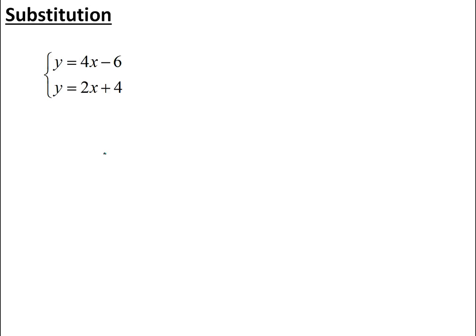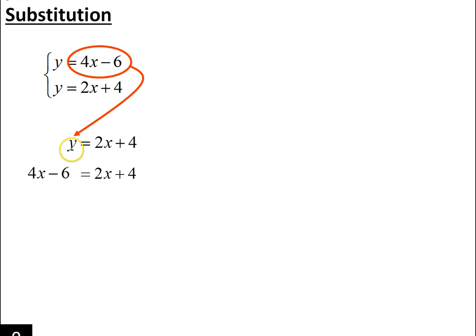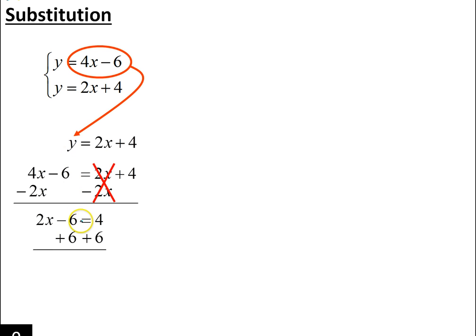Alright, so let's solve some by substitution. When they're already set up this way with the y equals and the y equals, the easiest thing is just to put them equal to each other. So it's basically substituting in this value where the y goes. And now we solve for x, so we minus 2 to both sides. Add 6. Divide by 2. And we get x equals 5.